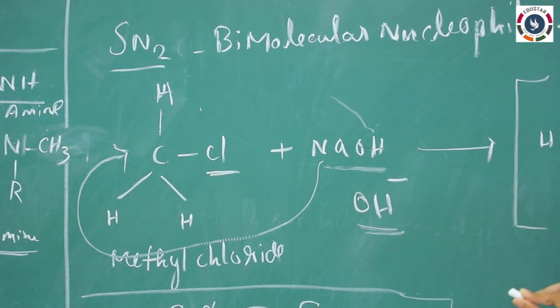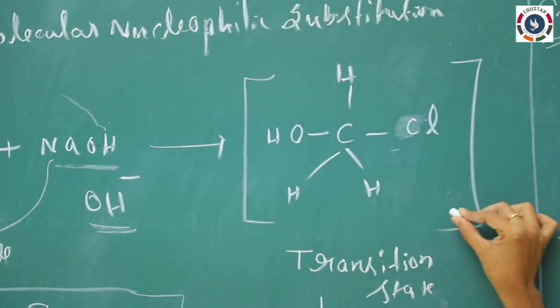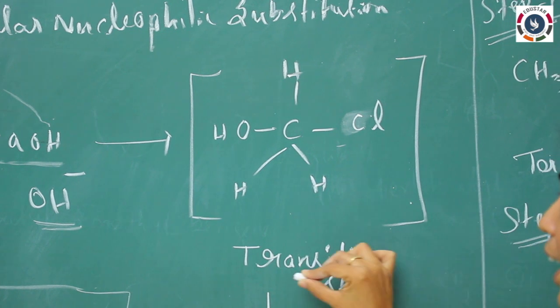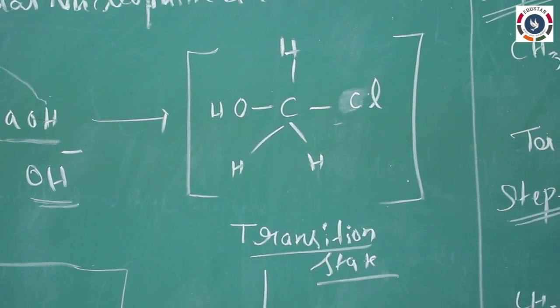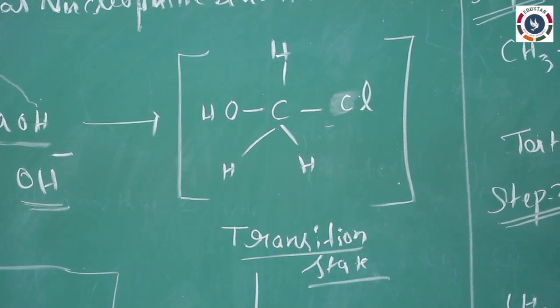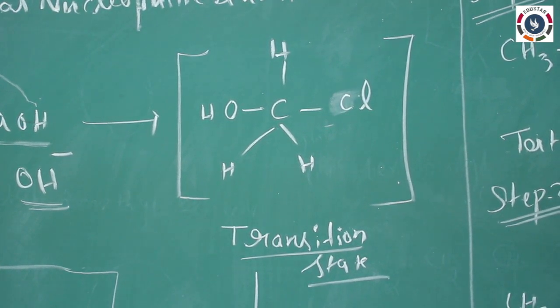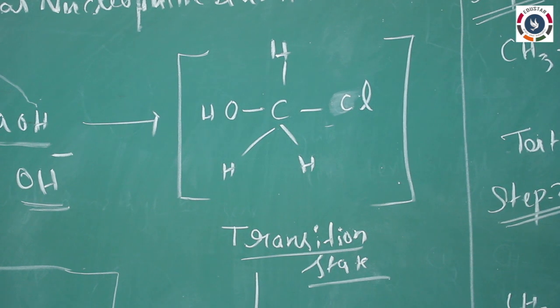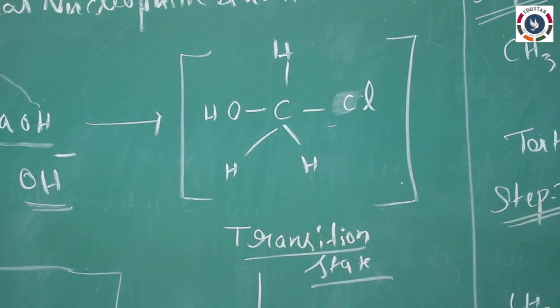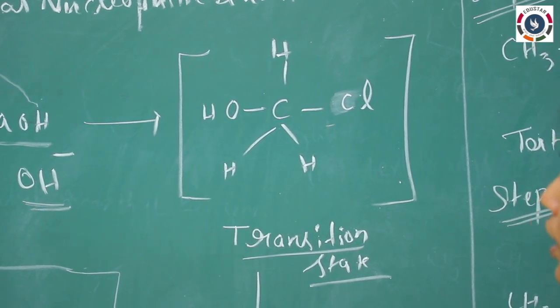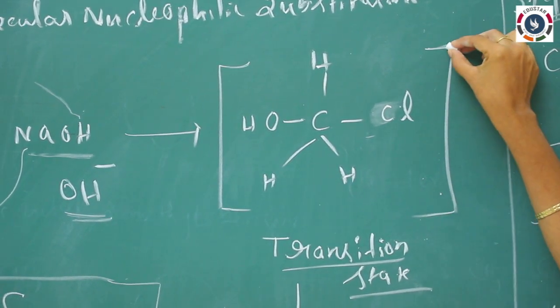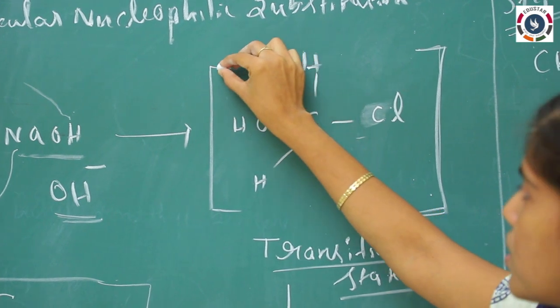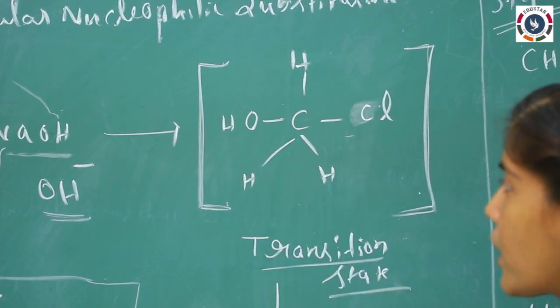After some time, I am getting a state like this. This is actually called the transition state. Why I am calling this a transition state is because here the product is not formed, and at the same time the reactant has not completely changed to product. So, we call this a transition state. This transition state I am indicating by the square bracket.